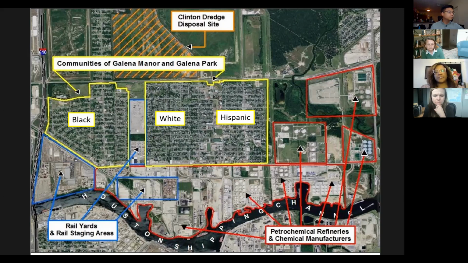The aerial image also shows the community's proximity to industrial sources of environmental toxins. Of particular concern to the residents of Galena Park is the presence of benzene, which is a group 1A known human carcinogen. The community is also residentially segregated.